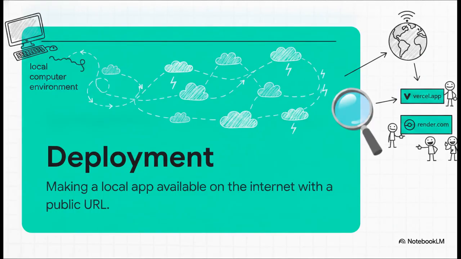Before we look at the where, let's quickly define the what. What does deployment actually mean? It simply means taking your application from your private local computer environment and making it available on the internet. Instead of just running on localhost where only you can see it, your app gets a shareable public link, like yourapp.vercel.app. Suddenly, anyone in the world with that link can instantly access your creation.